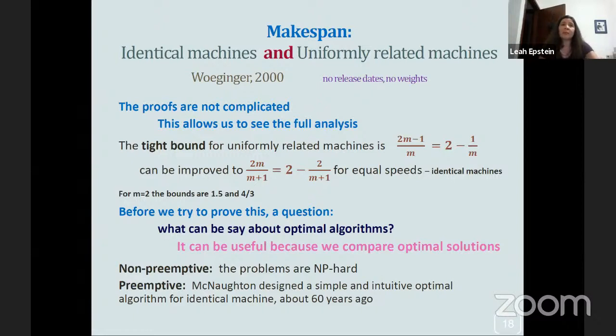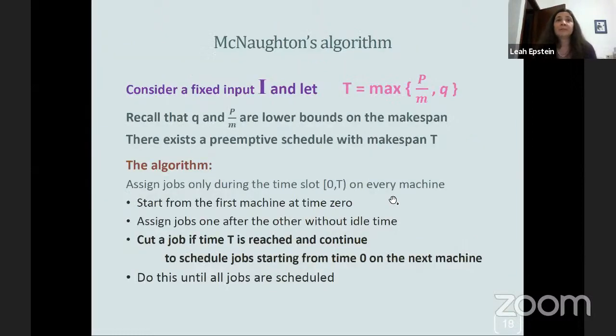So for these specific problems, the non-preemptive problems are NP hard, but the preemptive ones are not. For the preemptive problem on identical machines, there's a very old algorithm of McNaughton, and it is so easy that even my students understand it. What it does is to compute the bounds on an optimal solution, which are the average completion time and the largest job, and this is actually the optimal completion time.